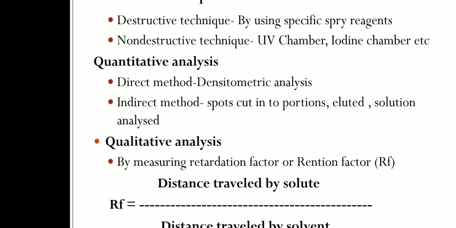Let's measure quantitatively the density of the spot. The spot is scratched from that. Then the spot can be eluted out by using the specific solvent. And after that, the amount of sample which may be present in that can be analyzed by densitometry. In the indirect method, the spot is cut into portions, eluted with solvent, and the solution is analyzed. That is the indirect method.